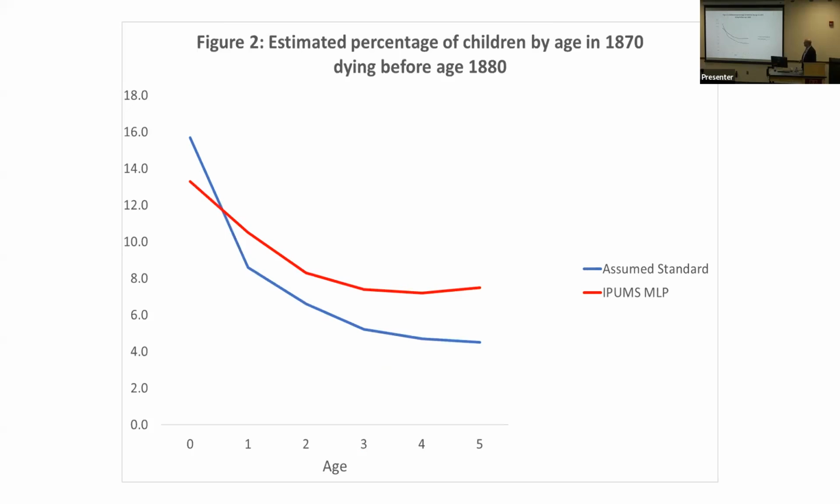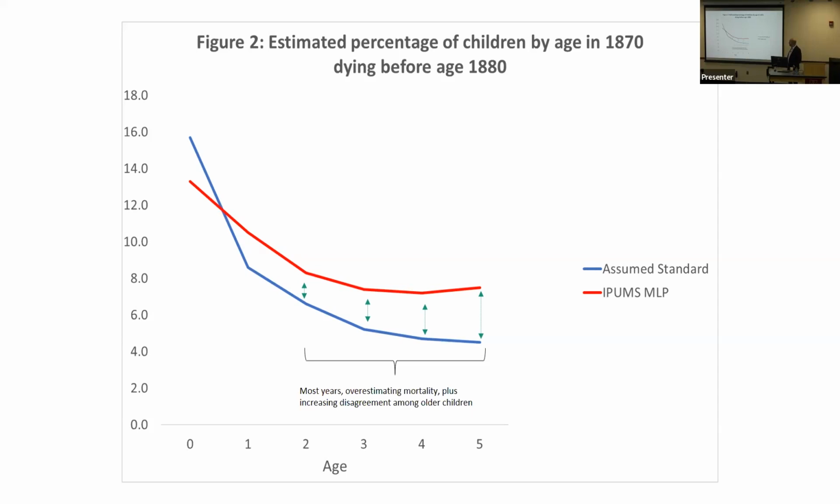Undercounts. Let's go with mortality rates. Here is an assumed standard for 1870 to 1880. I'm going to call it assumed because it's an estimate I produced. I know how bad it is, potentially. But there's nothing else there. These are the age-specific mortality rates we assume characterized the nation in 1870 to 1880. Here's what we're getting with the IPUMS MLP data set. And this is pretty typical of what we were finding. We started seeing rates a little higher than expected with every year of life, which worried us greatly.